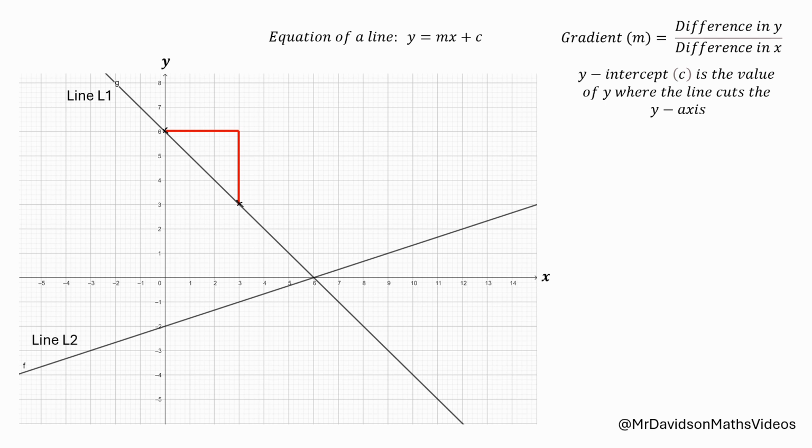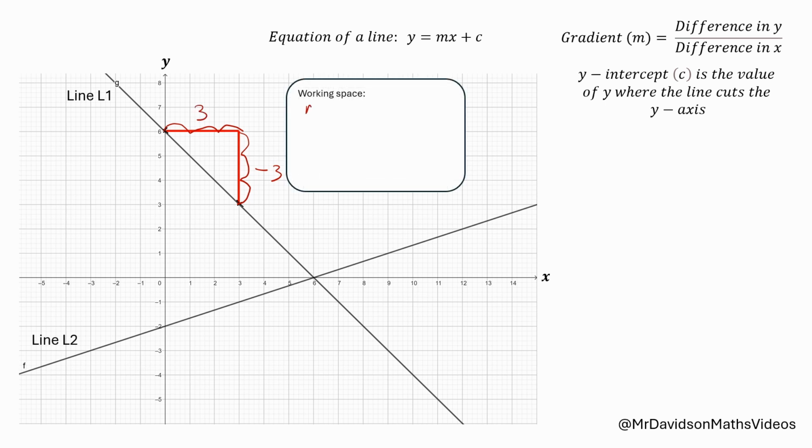So the rise, well, this is a drop in this case, -1, -2, -3. So the rise is -3, and the run is 1, 2, 3, +3. Then we calculate the gradient. M equals -3, that's the rise of -3, divided by the run of 3. -3 divided by 3 gives me -1.